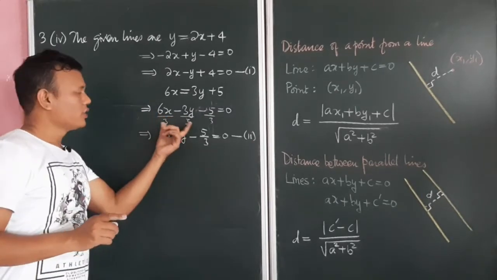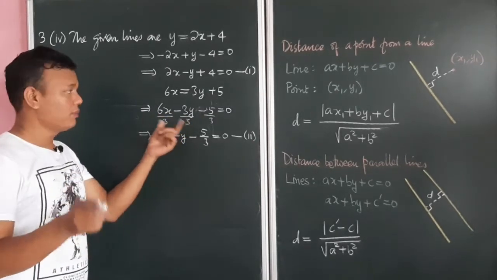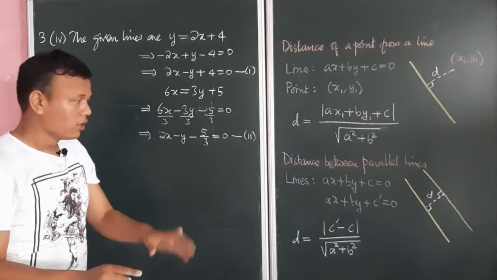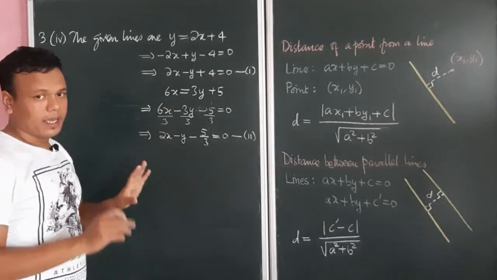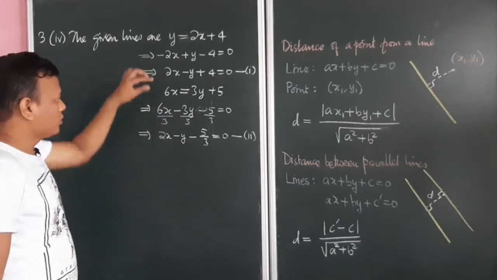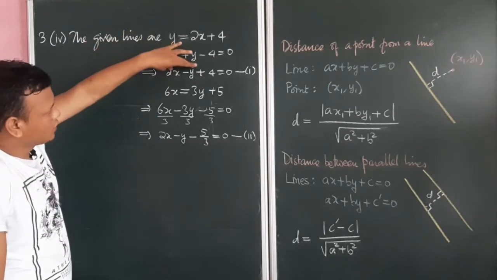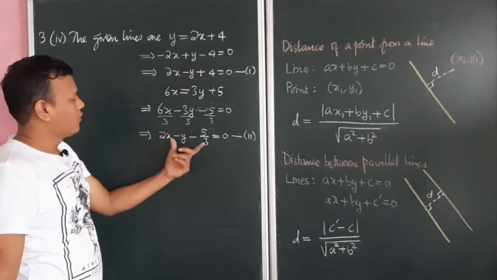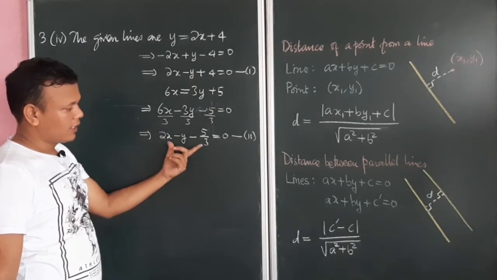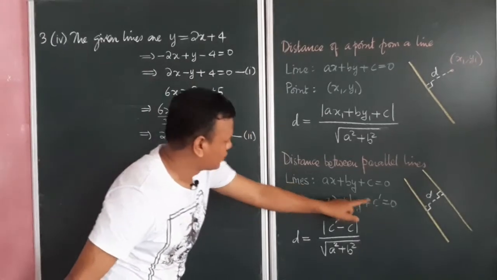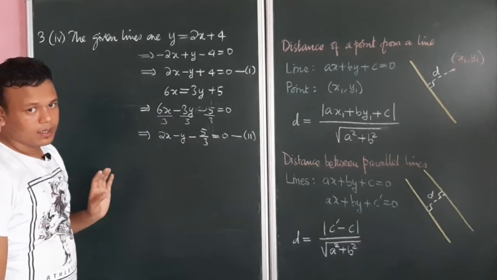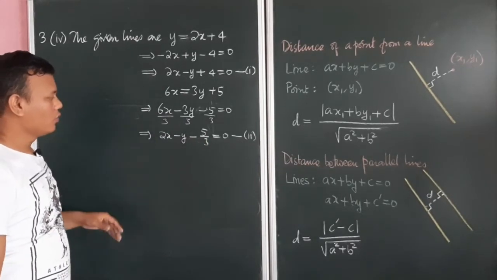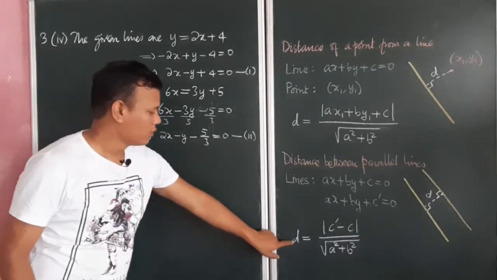If they are not the same, then you have to make them the same. You have to see the pattern and do the needful. All right, so we found our first line, where c is 4, and we found our second line where c dash is equal to minus 5 by 3. Okay, so you will quickly calculate what is the perpendicular distance.